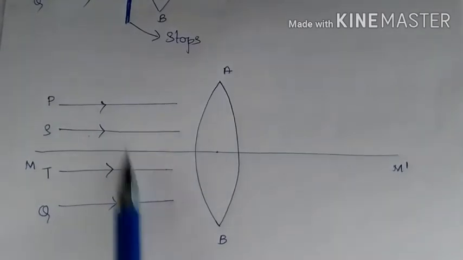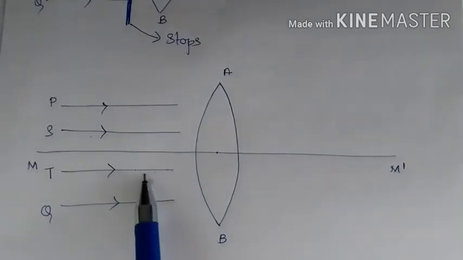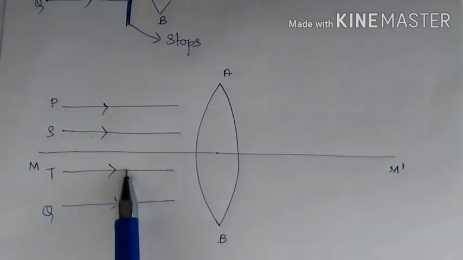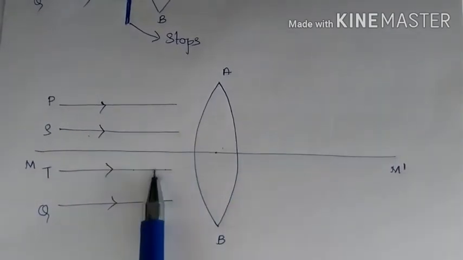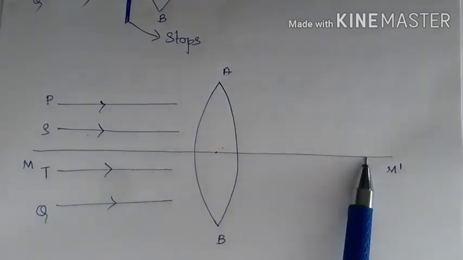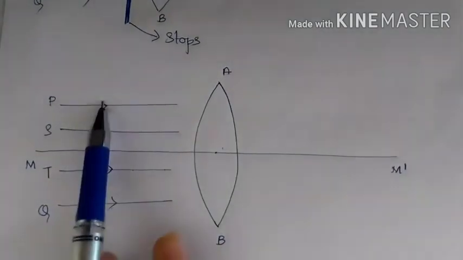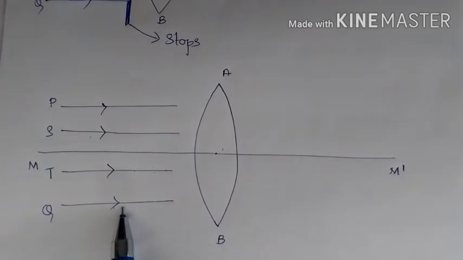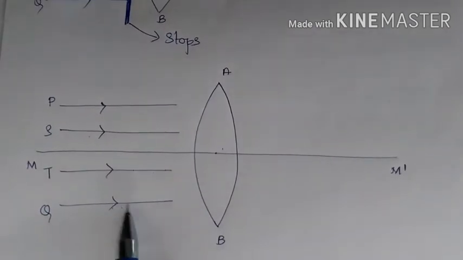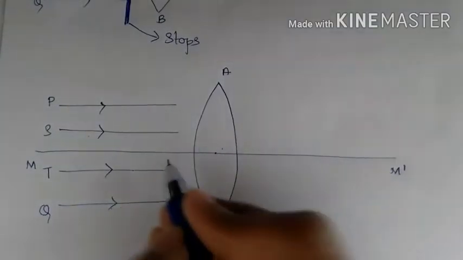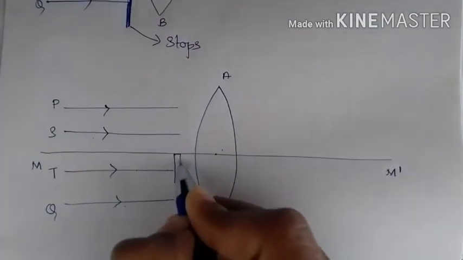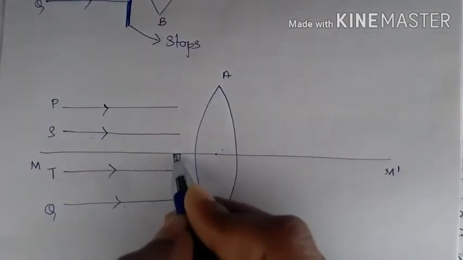Why do we have to eliminate them? These 2 are the paraxial rays. When these 2 paraxial rays fall on the convex lens, they converge at a different point compared to the P and Q rays. Because of that, a sharp image will not be formed, and that is the spherical aberration. So to eliminate these 2 paraxial rays, we again use the stops.